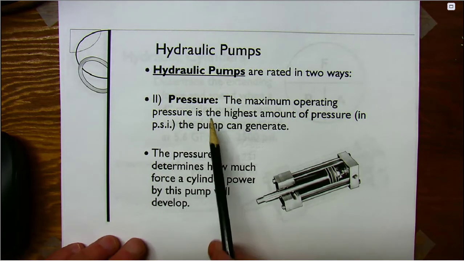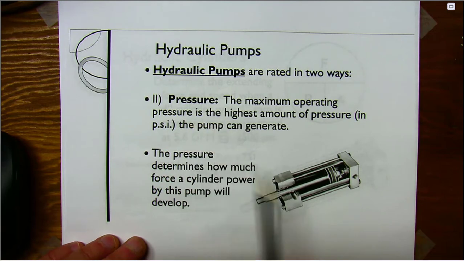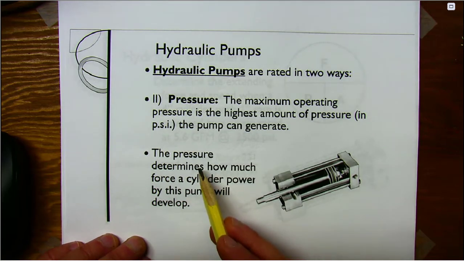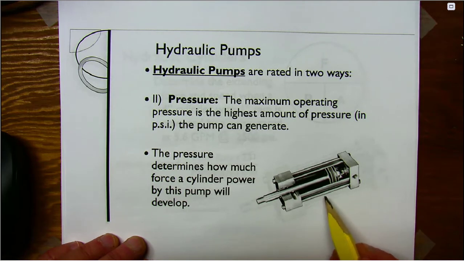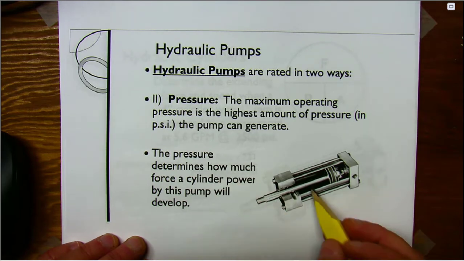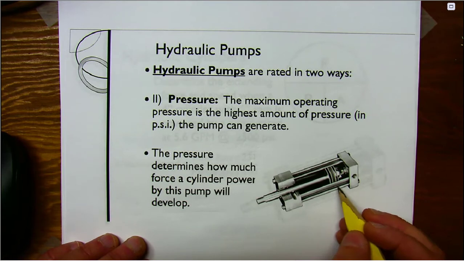Okay, the second, of course, key way that hydraulic pumps are rated is according to their pressure. And the pressure is going to be the maximum operating pressure that the pump can generate safely, given the limitations of its design and the amount of torque that can be put into the pump. And of course, the pressure doesn't determine how fast anything's going to move, which is a little counterintuitive. The pressure simply determines how much force the actuated member has.